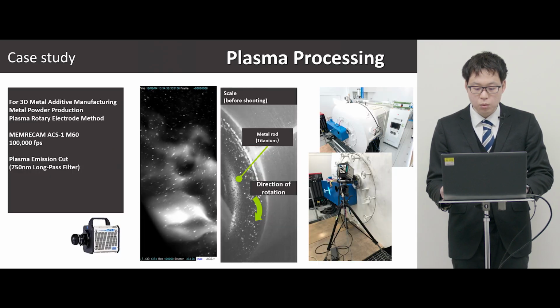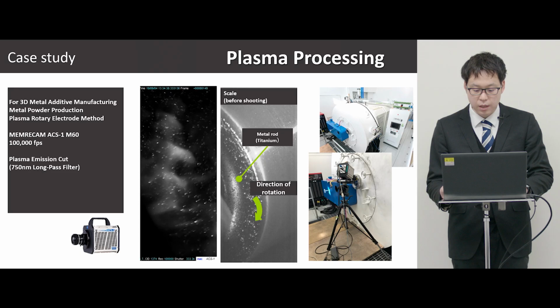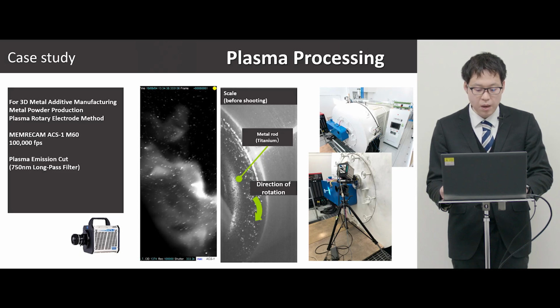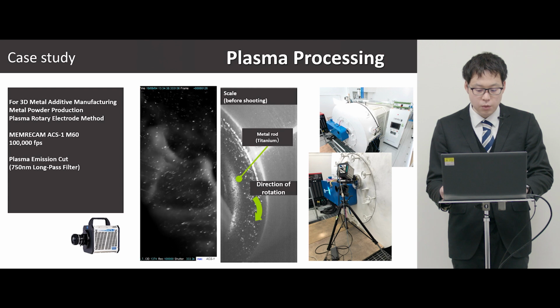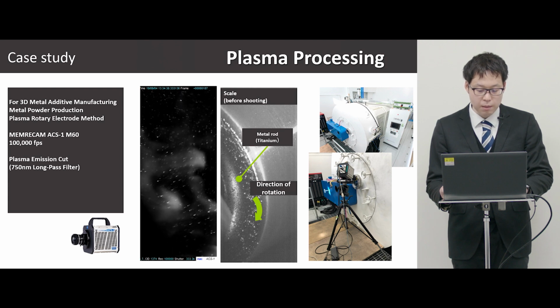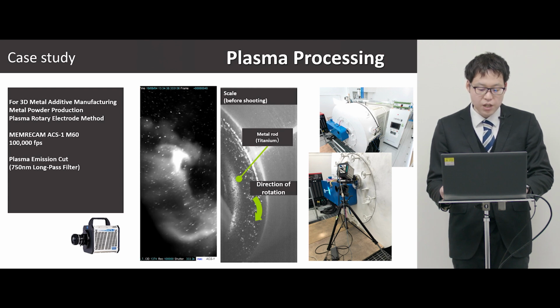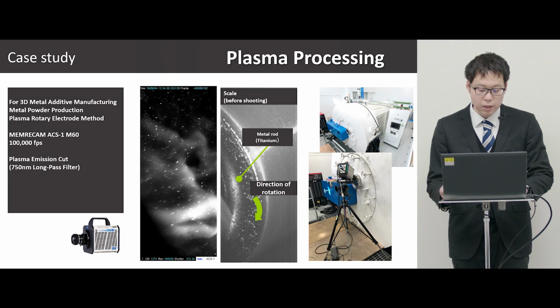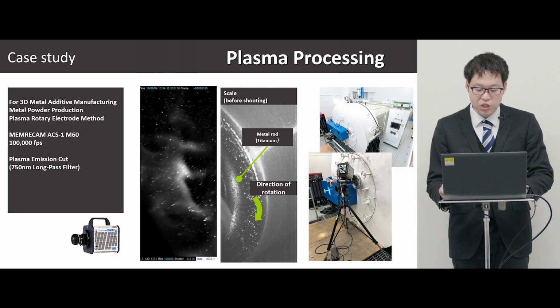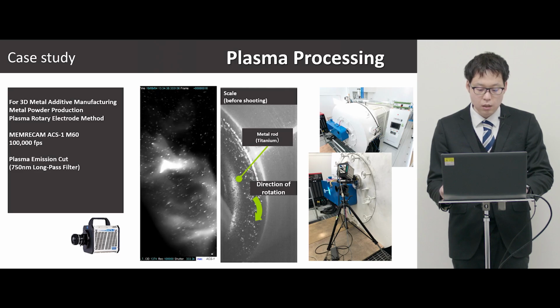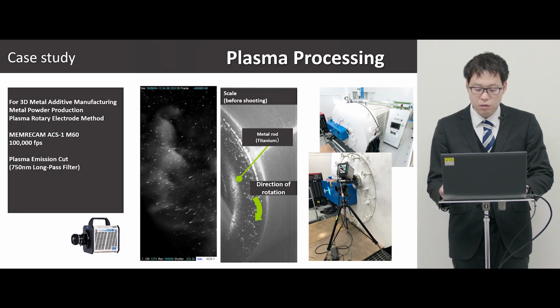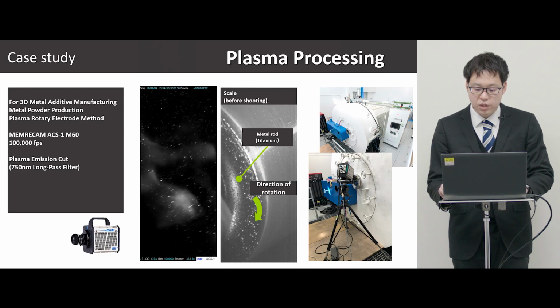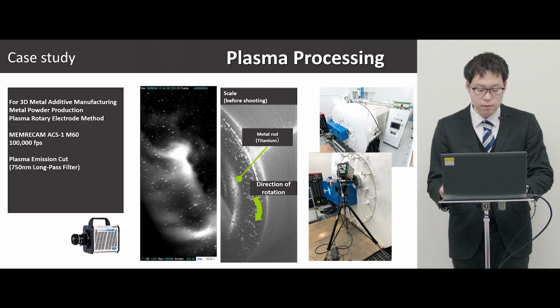There is a process for generating metal powder for 3D metal additive manufacturing using plasma. A metal rod is rotated and melted by plasma, while powder is ejected by centrifugal force. This was captured at 100,000 FPS using the ACS1. By cutting out the plasma emission, we are able to capture the powder generation process.